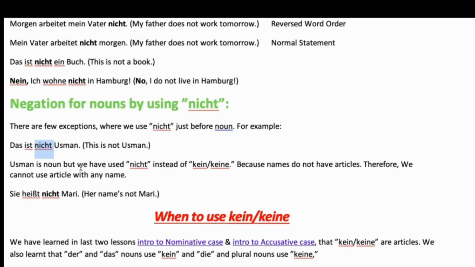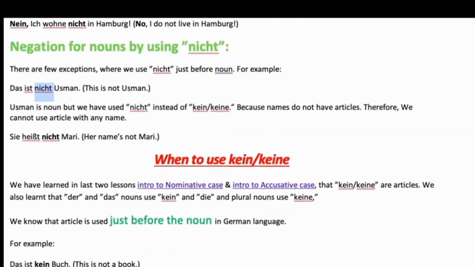So kein and keine are basically articles. That's why I can't use here "das ist kein Usman" or "das ist keine Mari." We can't write that. We just use nicht for human beings. With other nouns, we will use kein or keine, which we can check here now.